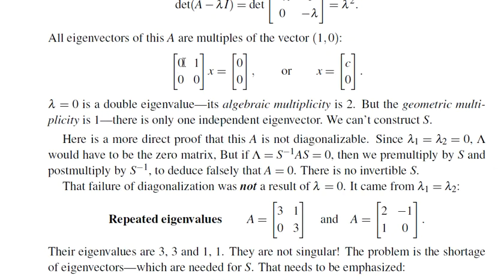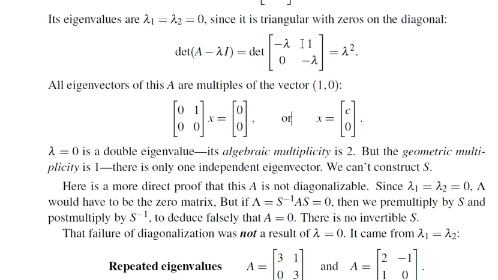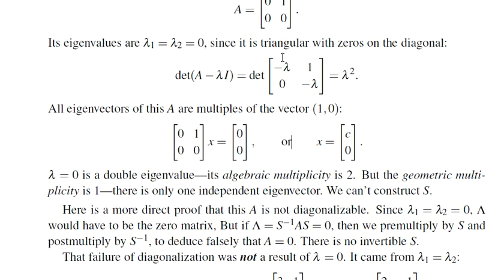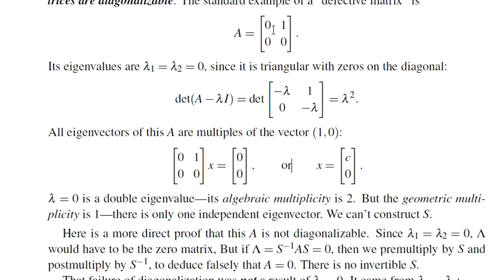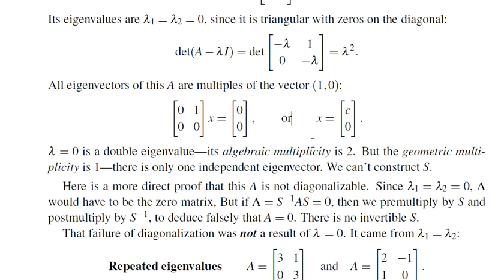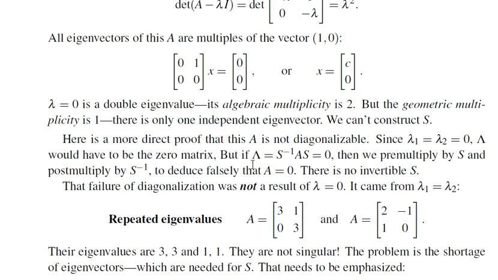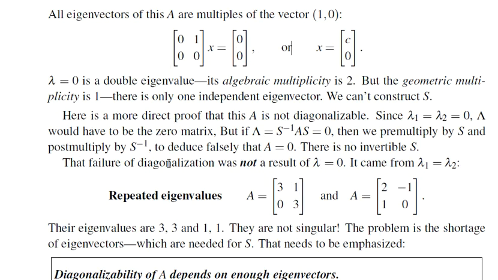Now here, with 0, 1 and 0, 0 in this matrix, if we write the values of 0 minus lambda, that is minus lambda, 1, 0 minus lambda, then the lambdas are 0. So when we solve it, the eigenvector is 0. So the S matrix cannot be constructed for such kinds of matrices.